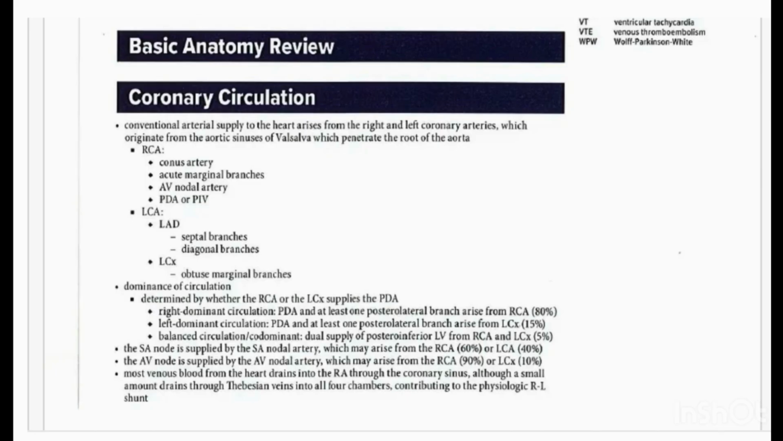Finally, looking at the venous side, most deoxygenated blood from the heart drains right back into the right atrium through the coronary sinus. However, a small amount drains directly into all four chambers via the Thebesian veins, which contributes to a normal physiologic right to left shunt.